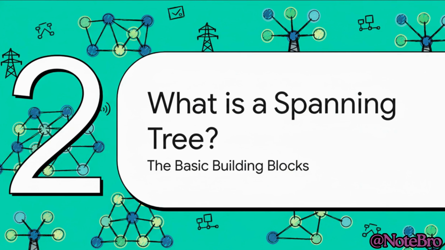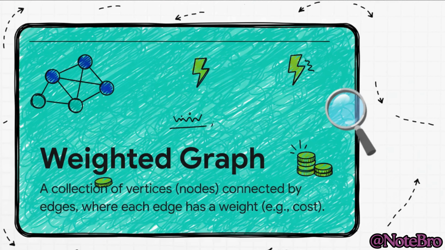Okay, so before we can find the minimum tree, we gotta back up a step. We need to understand the basic building blocks first. So, what in the world is a spanning tree? Let's break it down. Everything here starts with something called a graph. You can just think of it as our map. The vertices, or nodes, are the locations, so our offices, and the edges are all the potential connections between them.